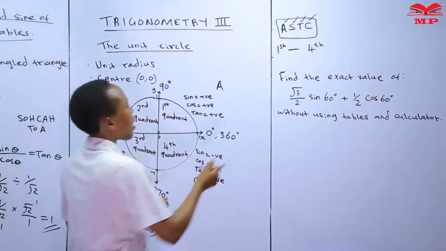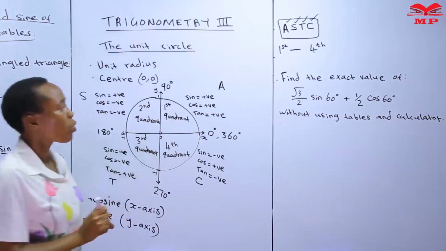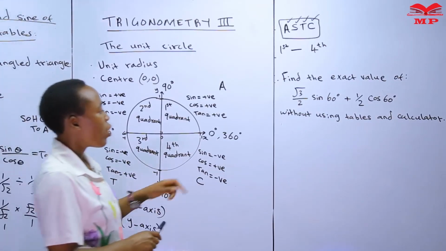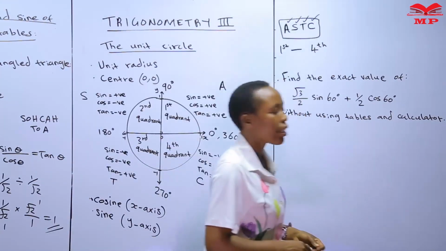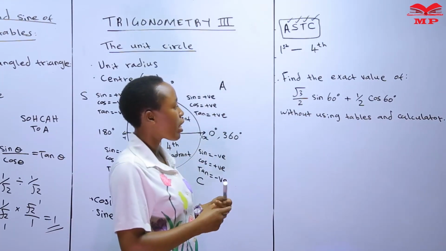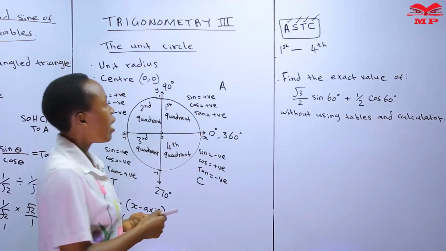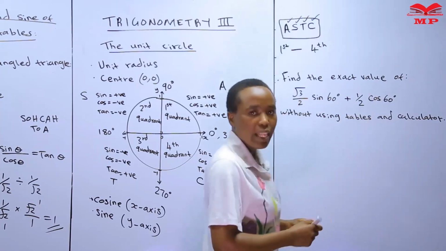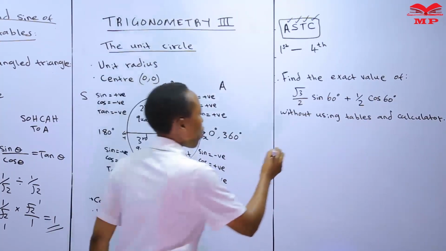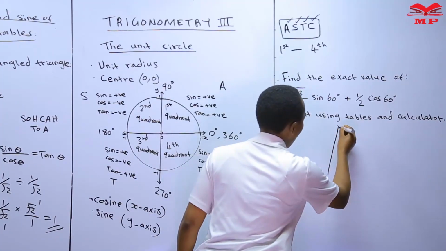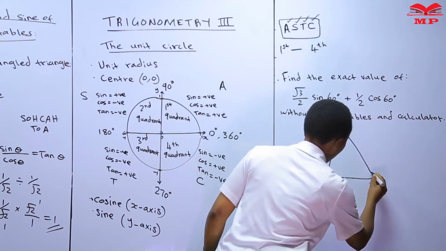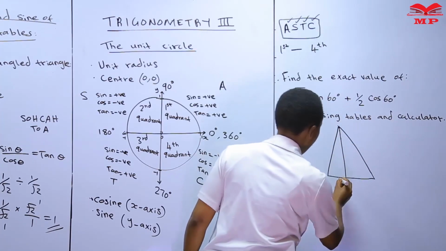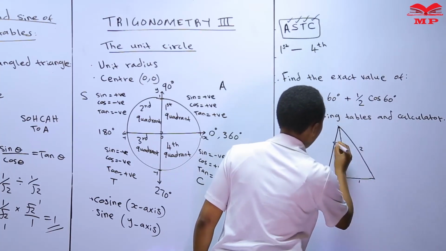Find the exact value of what you've been given there, root 3 over 2 sine 60 degrees plus a half cos 60 degrees, without using either the tables or the calculator. Now in this case, we can see here we have sine 60, we have cos 60, and therefore we apply the special triangle, that is the equilateral triangle. You remember the equilateral triangle. In this case, this is what we have. Perpendicular bisector, here we have 1, here we have 2, 2.